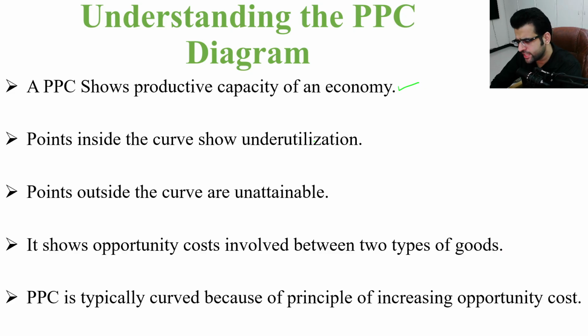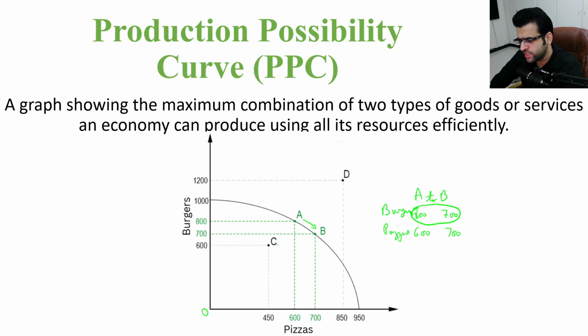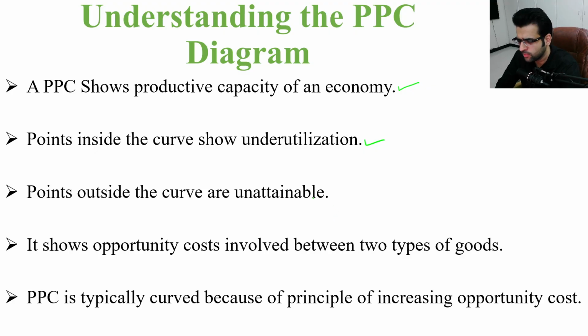If we are producing inside the curve, it shows underutilization of resources. Look at this point C, this is underutilization of resources. Resources are idle. Why? Because we are capable of producing more, but we are producing less. We are only producing 600 burgers and 450 pizzas here, where we could easily be producing 800 burgers and 600 pizzas. Our resources are idle. There could be unemployment in the country, or fewer resources like machines being used, even though we are capable of doing so.